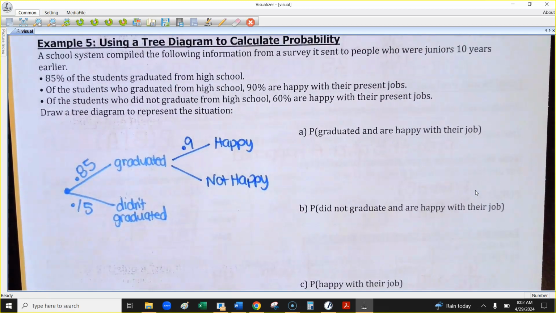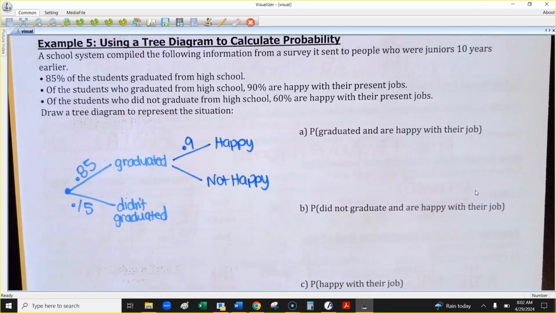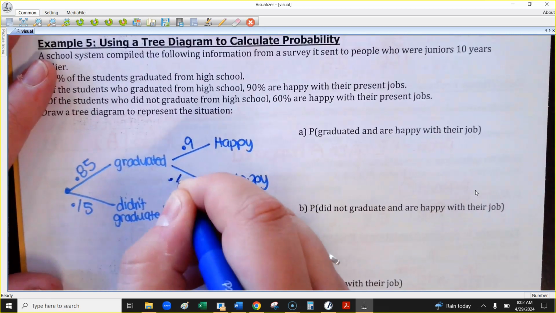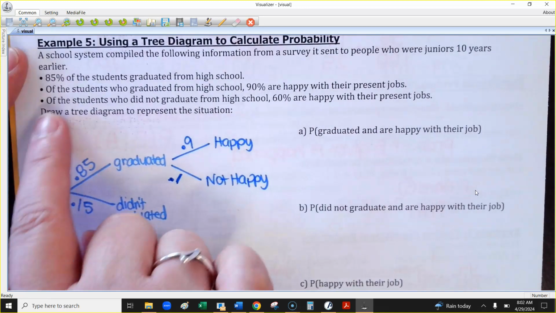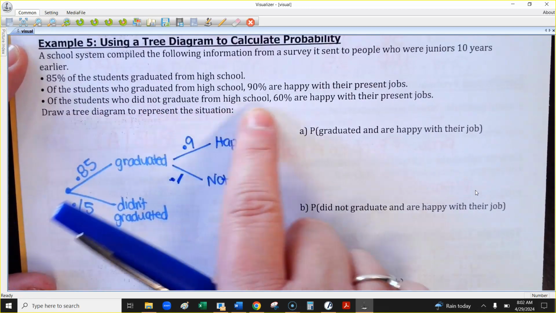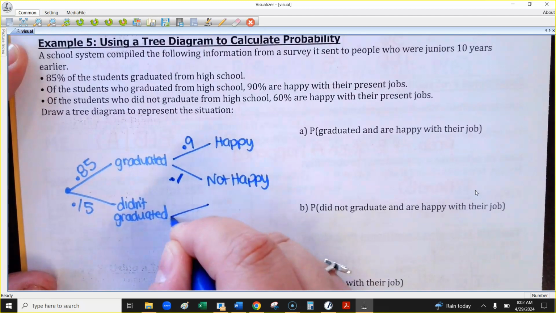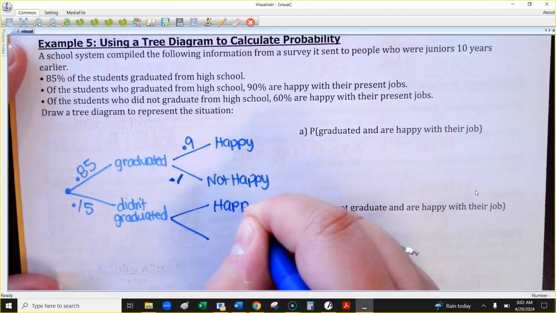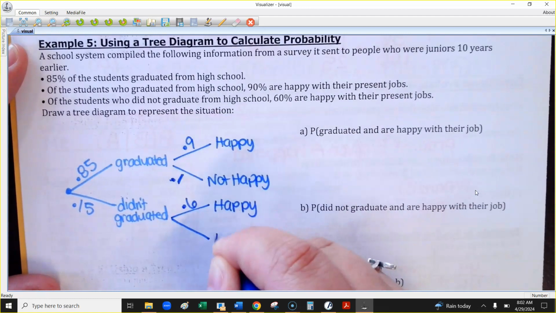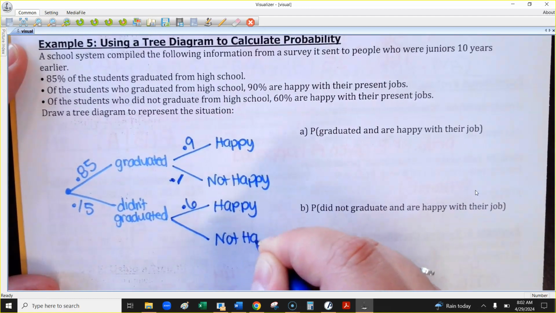What would you put for the branch for not happy? 90% are happy. How many are not happy? 10. Okay, I was about to have a heart attack. All right, so I'm going to put 0.1. Then for didn't graduate, it says of the students who did not graduate high school, so the same branch here from the did not graduate, 60% are happy with their job. So I'm going to put 0.6. And what percent would not be happy with their job?